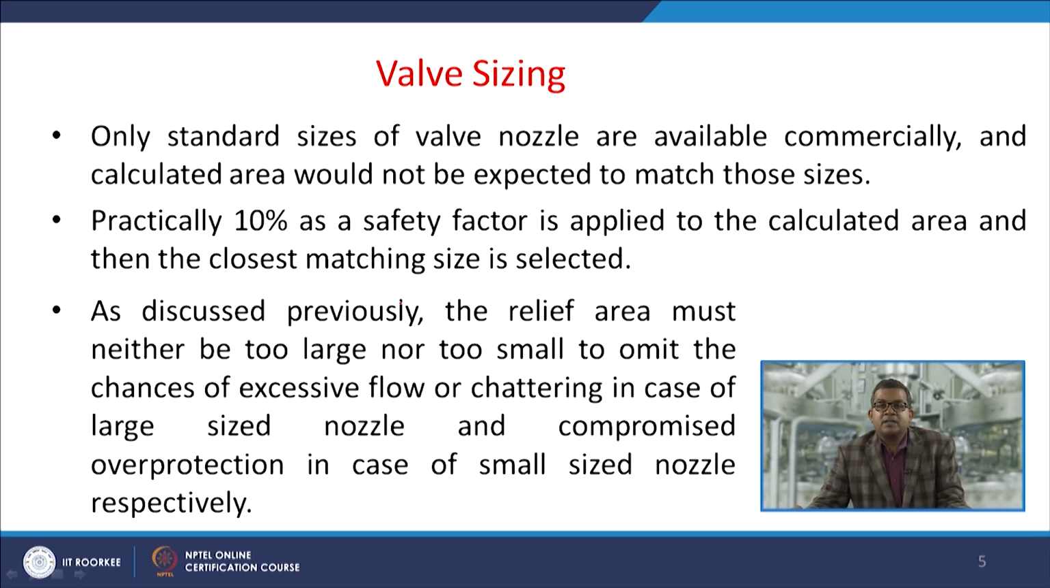Only standard sizes of valve nozzles are available commercially, and the calculated area is not expected to match those sizes. So practically 10% is applied as a safety factor to the calculated area, and then the closest matching size is selected. We have discussed previously that the relief area must be neither too large nor too small, to avoid excessive flow or chattering in the case of a large nozzle, and compromised overprotection in the case of a small nozzle. So this is the prima facie requirement.